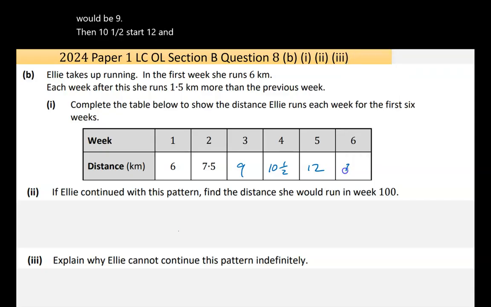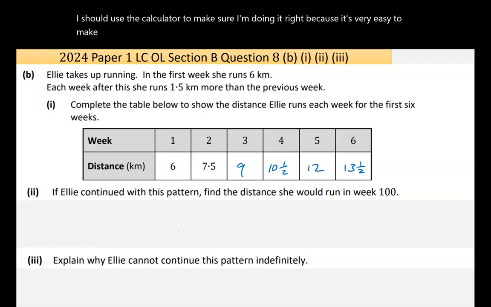And then 13.5. I should use a calculator to make sure I'm doing it right because it's very, very easy to make a mistake. Now it says if Ellie continued with this pattern, find the distance she would run in week 100.